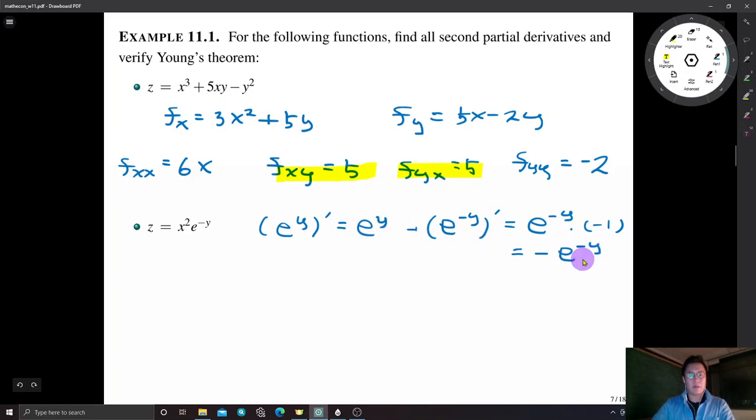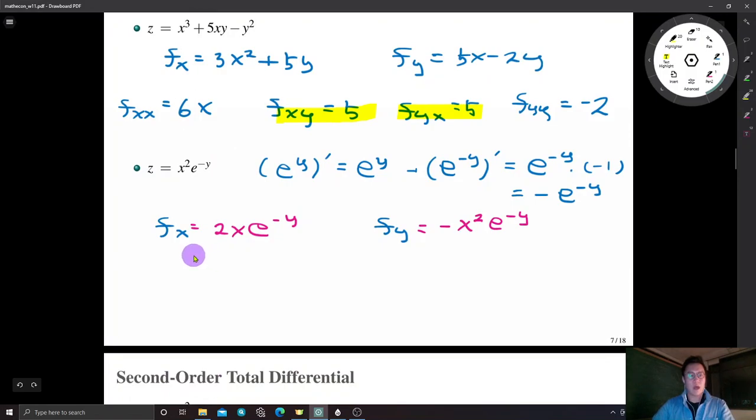Okay, so with that in mind, if we compute the two first order partial derivatives, f sub x and f sub y: f sub x is going to be, since e to the minus y is a constant, 2x e to the power minus y. F sub y, now x squared is a constant, so leave it alone, and minus x squared e to the power minus y.